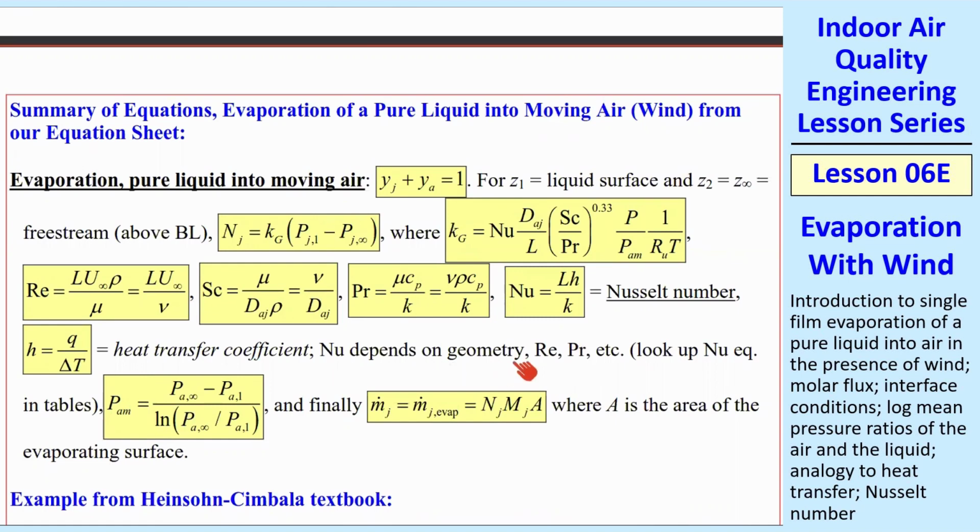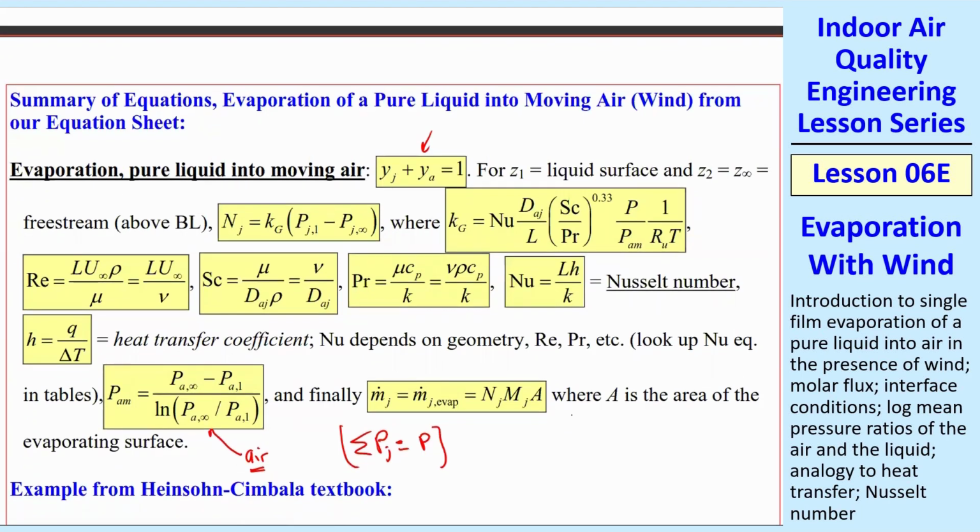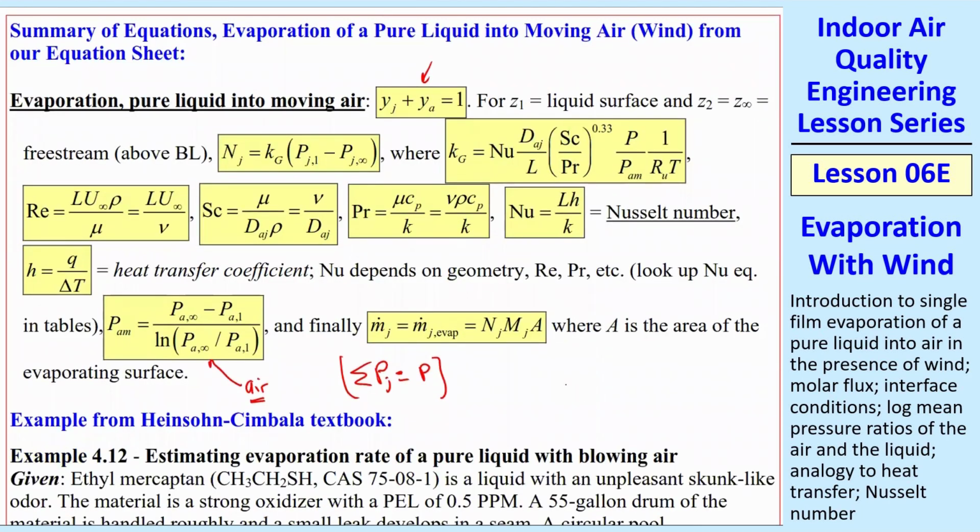The Nusselt number depends on geometry, Reynolds number, Prandtl number, etc. And then we have a PAM, which is defined exactly as previously, except I have an infinity instead of a 2. This is for the air, so make sure you don't make that mistake. That's for the air, not the species. So you're always going to be converting using either Yj plus Ya equal 1, or if you want to do it in terms of pressures, remember Dalton's law. Sigma of Pj has to equal the total P. So if you have one, you can get the other. This is all best illustrated by example.